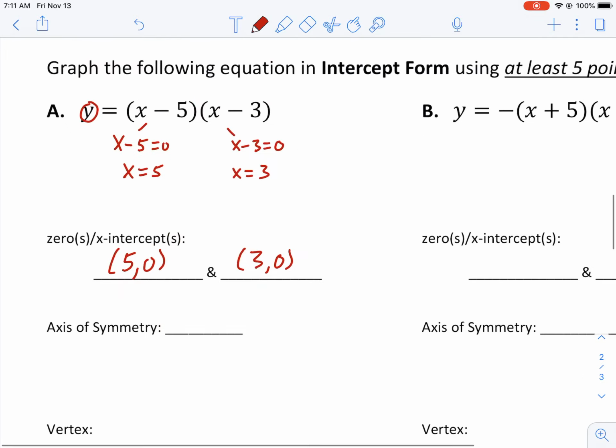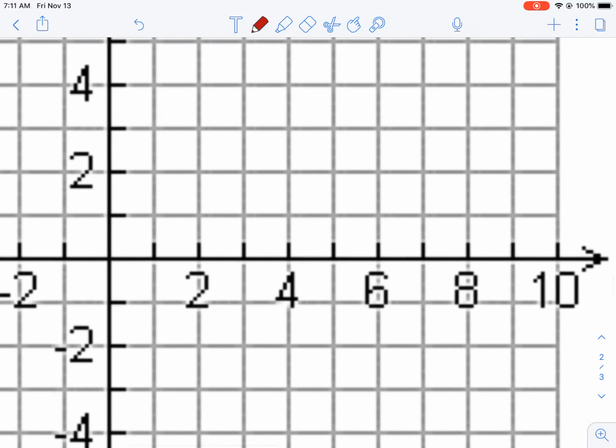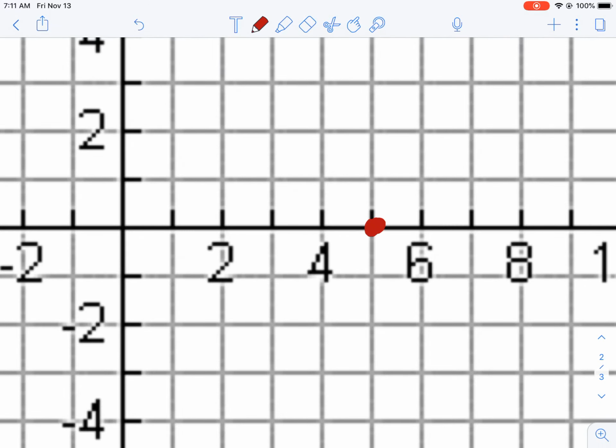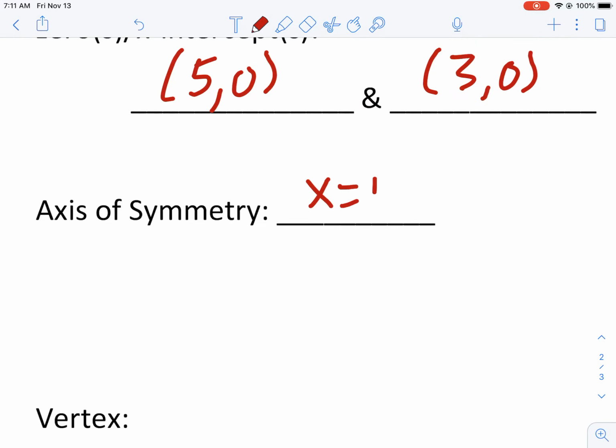Now, how do we find the axis of symmetry? I would actually go down and graph the x-intercepts as soon as you know them. So we've got one right there at 5, one right there at 3, and there are many different ways you could go about this. Basically, you're trying to figure out what's the number in between those two. Well, the number halfway in between them is clearly 4. You can tell that by looking at the graph. So our axis of symmetry is going to be x equals 4. Now, that's just by looking at the graph and being able to tell.